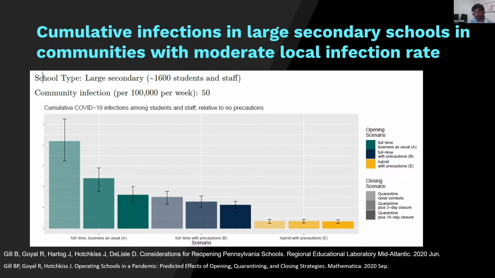While scenario E involves the same precautions as B, so masking, distancing, and minimal mixing across the classrooms, they're also in a hybrid mode. So students are only attending 2 days out of the week and doing online remote learning the other 2 days, where another group is attending. Let's say one group is attending Monday and Wednesday, and the other group is attending Tuesday and Thursday.